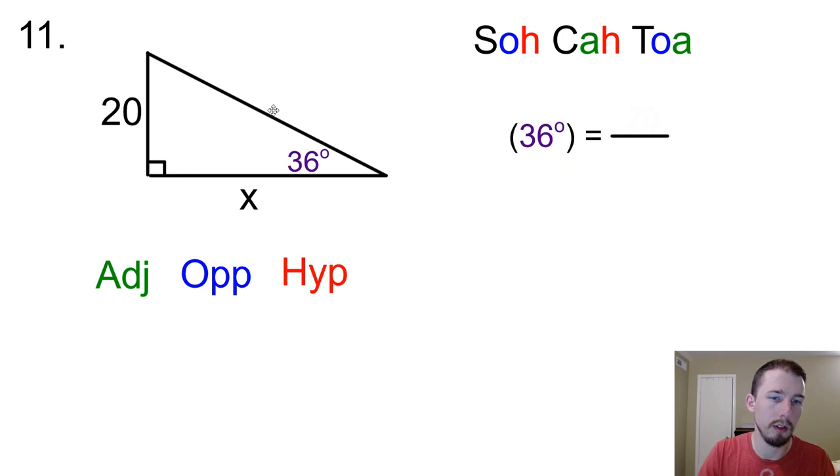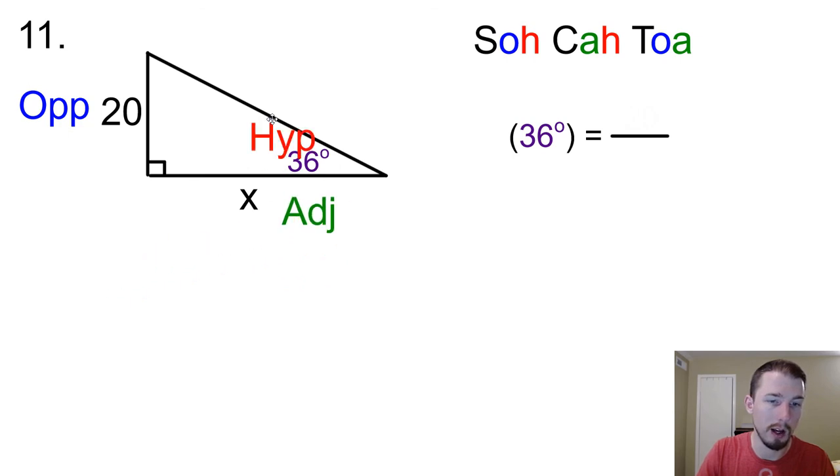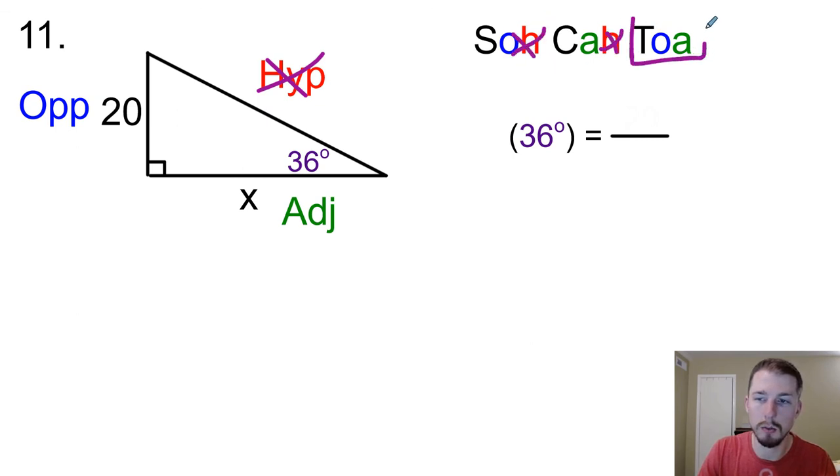All right, number 11, we've got our angle. We have over here the opposite leg, and then here we have the adjacent leg. The one I'm not using is the hypotenuse. So if you need to think of it that way, I mean, it works. So the only one that I can use would be the tangent function, right, which relates opposite to the adjacent. All right, so tangent of 36 is equal to 20 over x, opposite over adjacent.